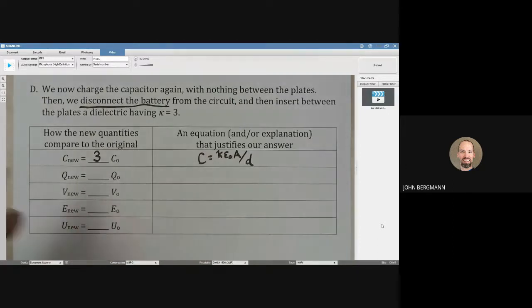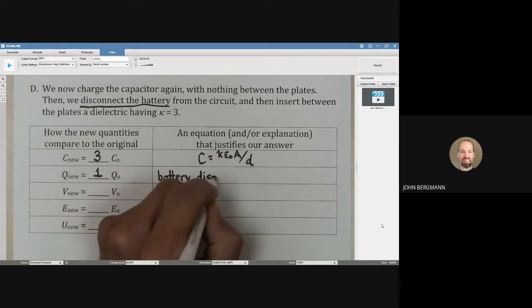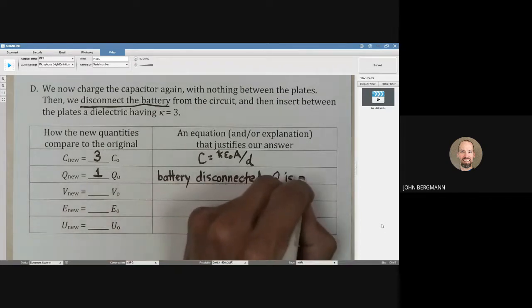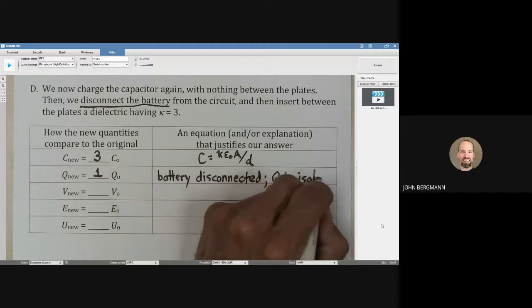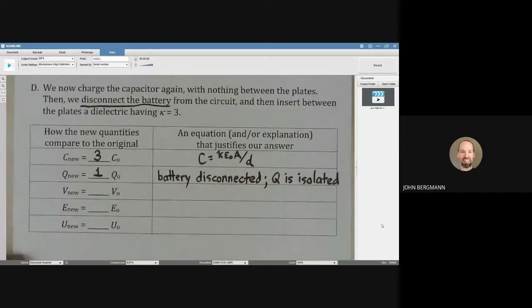Because the battery has been disconnected, the total amount of charge on the plates has to stay the same. The battery is disconnected, so Q is on an island. It's isolated. It's got nowhere to go. It's on an island with no bridges, stuck there.